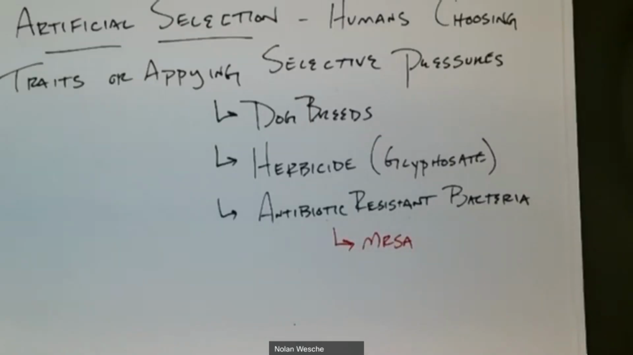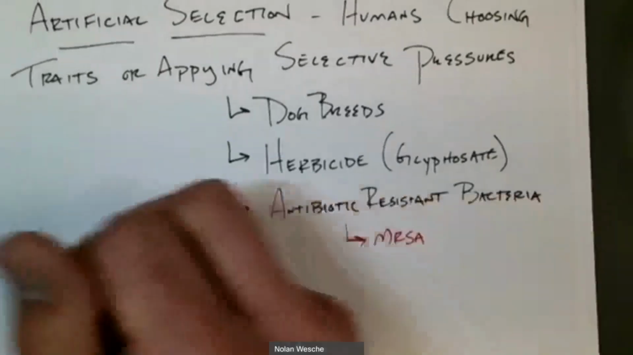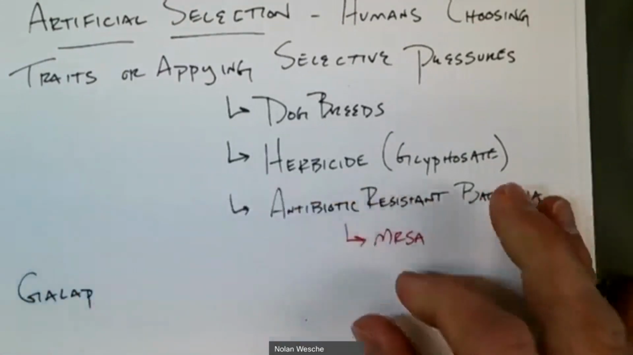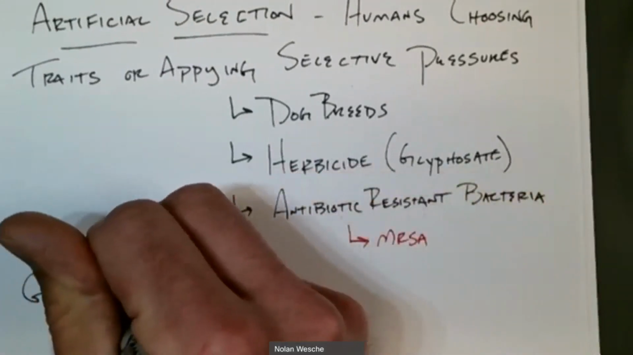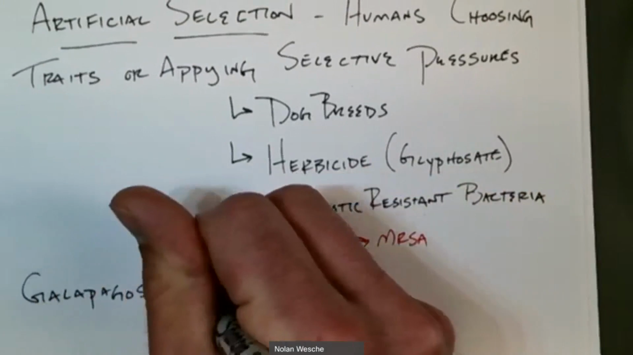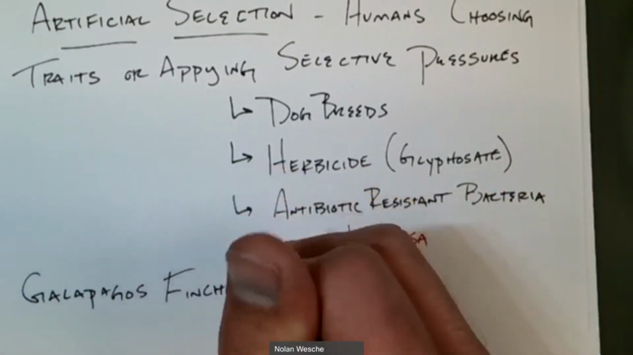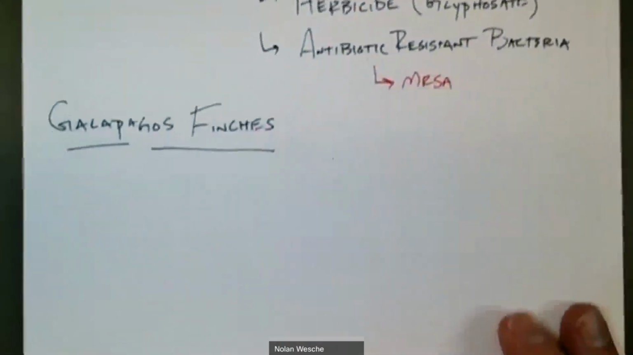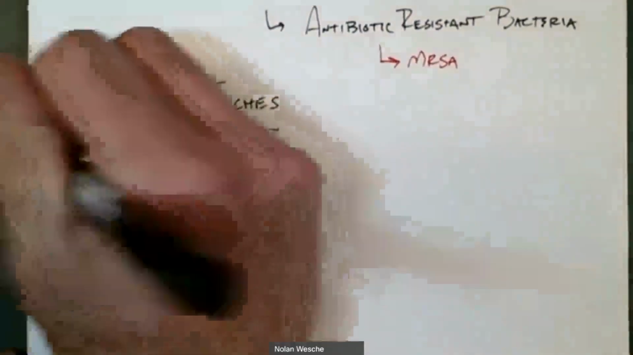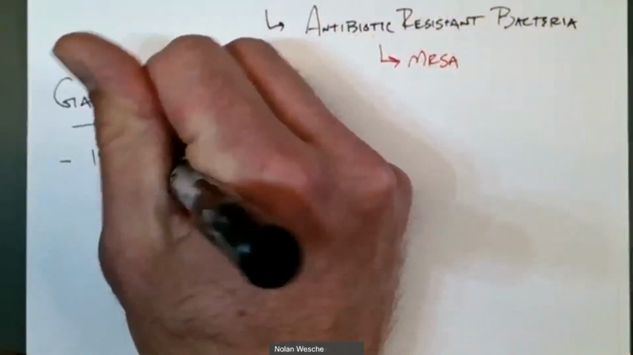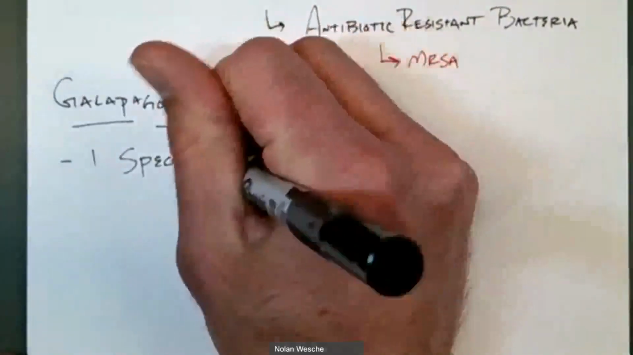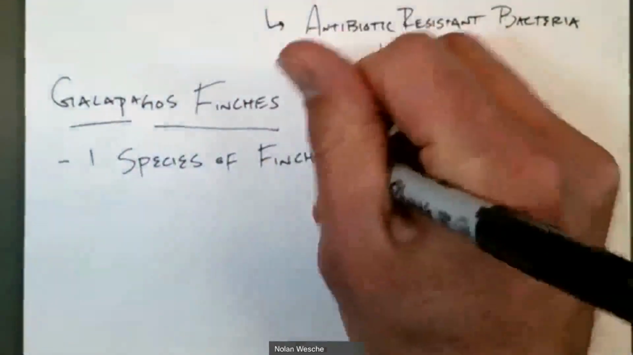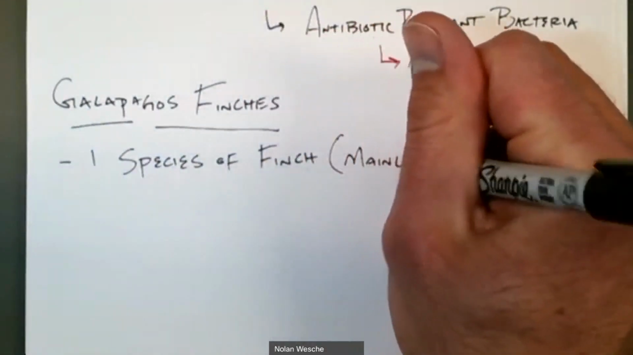So that would be an example of artificial selection. So let's talk about these finches, this classic example of natural selection. So these Galapagos finches. So we'll give you just a look at this. So with these finches, we've found that there's one species of finch on the mainland of Ecuador, on mainland Ecuador.